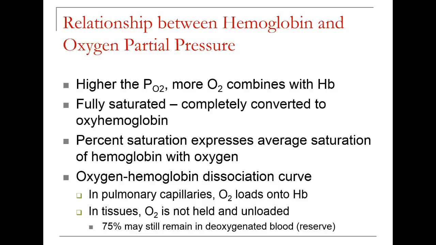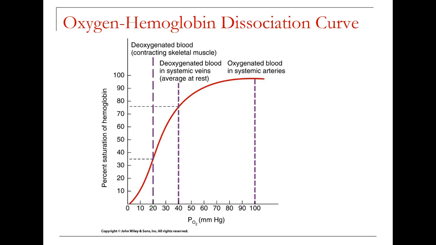But then we're going to move to the tissues in internal respiration, and we'll see that around the tissues there's a much lower partial pressure of oxygen, which means that the hemoglobin will change and it doesn't hold the oxygen as well, so it will unload the oxygen. Right? But still, in an average tissue, resting tissues, there may still be 75% remaining in that reserve. So 75% still in that deoxygenated blood. So let's have a look at the oxygen hemoglobin dissociation curve. And remember, I said we were going to look at two different areas of this graph.